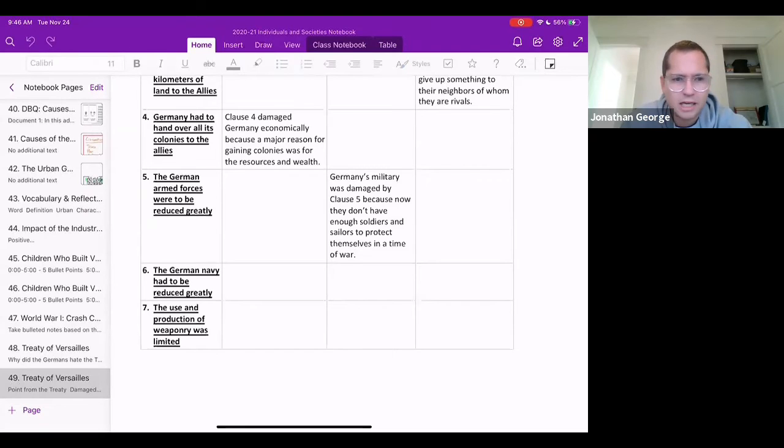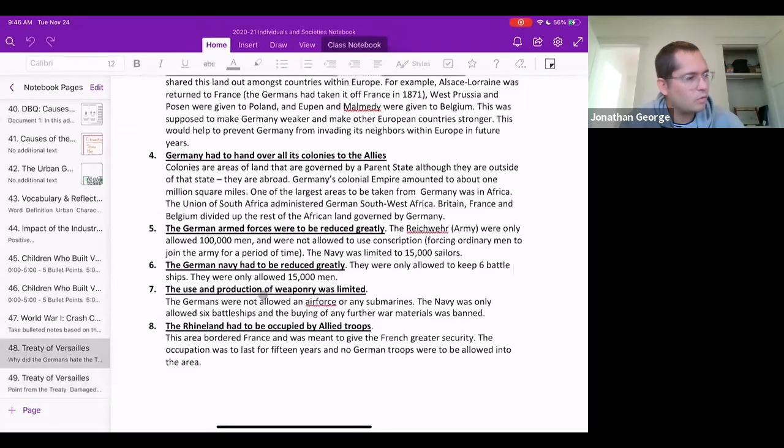All right, now let's look at number 7. Okay, the use and production of weaponry was limited. The Germans were not allowed an air force or any submarines. The Navy was only allowed 6 battleships, and the buying of any further war materials was banned. So they couldn't build up their armaments.